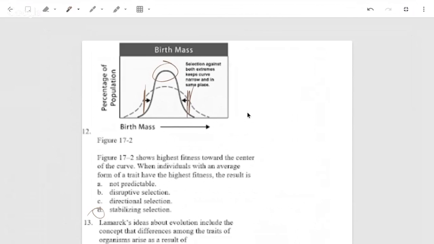And this could be something that happens in human populations. If you were to take a certain human population and look at it over time, maybe birth masses have become more varied now than they were thousands of years ago. Who knows? So this is the only one you really have to know for the test.